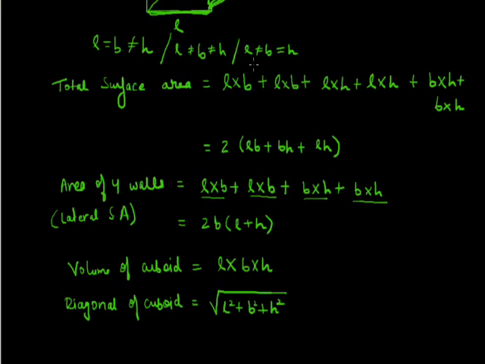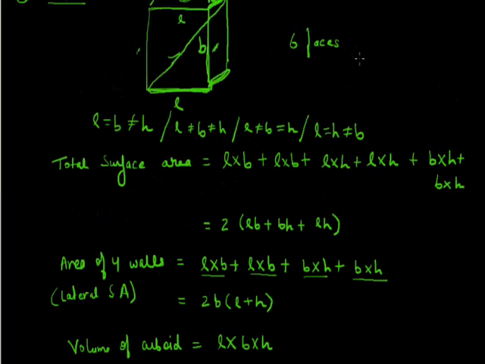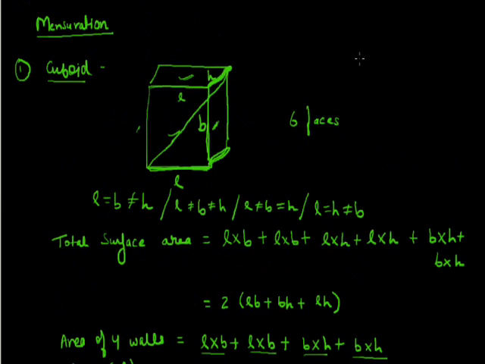In some cases you will get length is not equal to breadth but equal to height. Then also it is a cuboid. And in some cases you will get length is equal to height and not equal to breadth. Then also it is a cuboid. So cuboid means at least one of the dimensions should be different. If that is the case, then that figure is considered to be a cuboid.